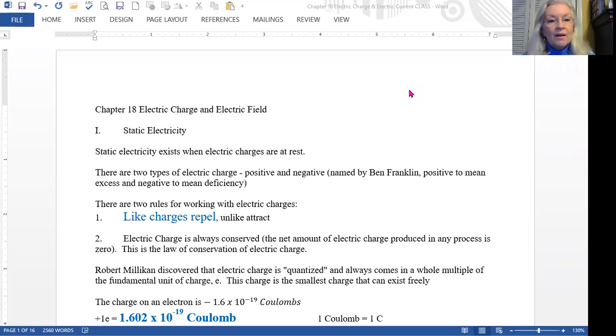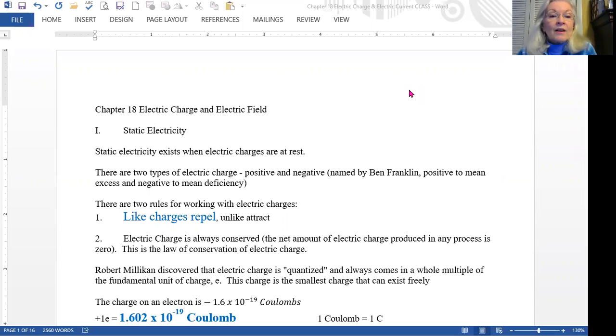Hi, we are getting back into physics this semester, and we're starting out with chapter 18, which is on electric charge and electric field. So just like last semester, you'll be expected to fill in the blanks as you go along in your class notes and pay attention to any assignments.